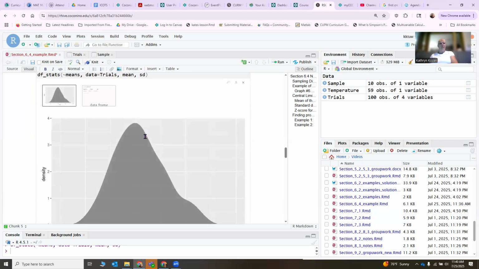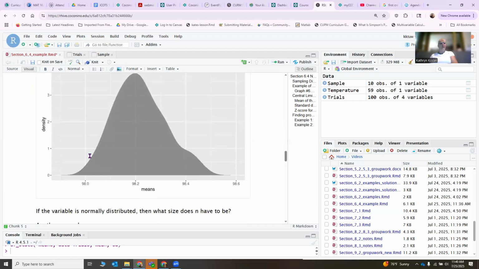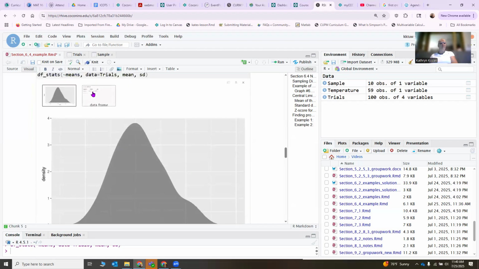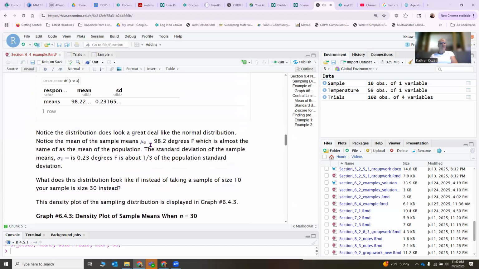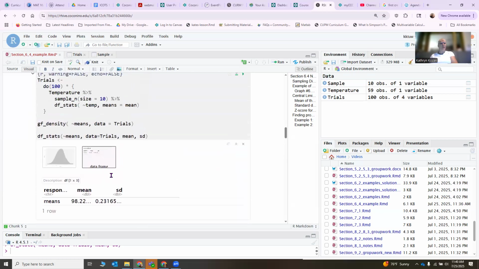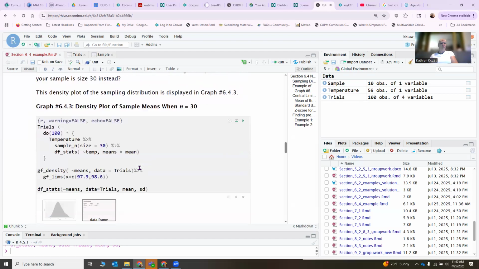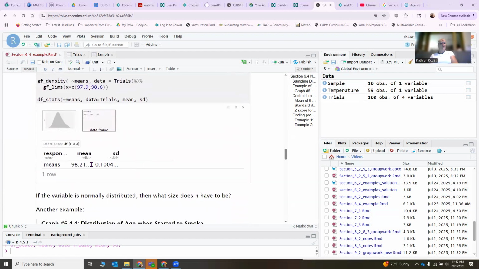And then we drop the graph. And look at this graph again. Looks somewhat like a normal distribution. Notice here the mean is 98.2, which is basically the same mean as we got here, 98.2. And it's the same as our population mean of 98.2. Notice the standard deviations are much, much smaller.